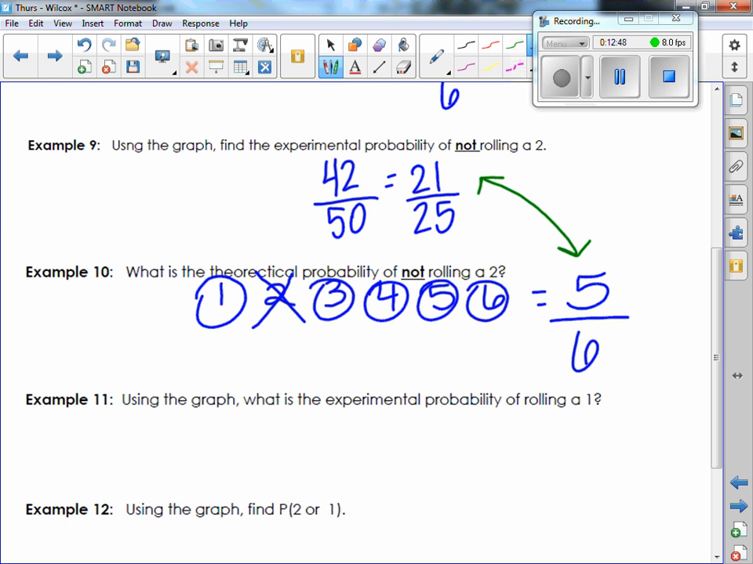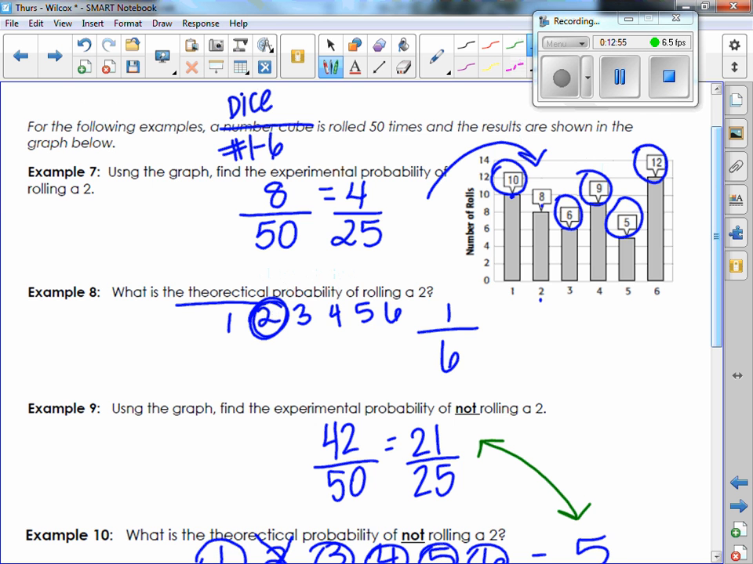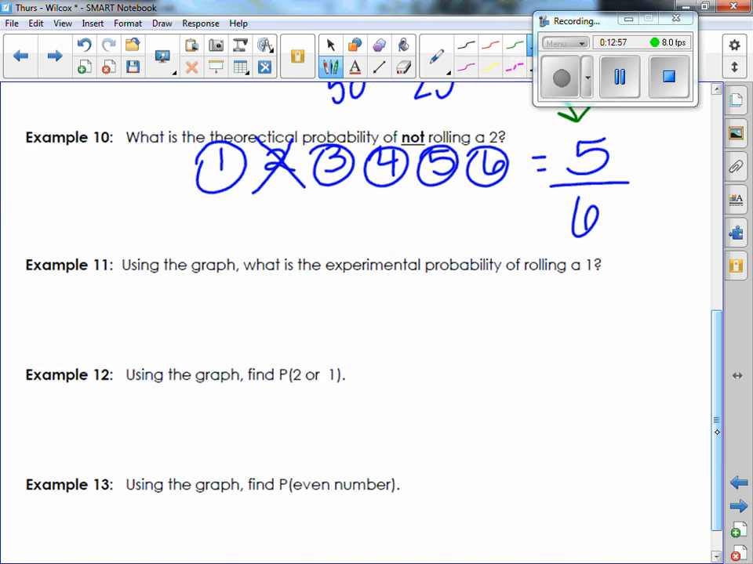Using the graph, find the experimental probability of rolling a 1. So back up to my graph, there were 10 1s that were rolled out of 50 total. Divide 10 by 10, you get 1. 50 divided by 10 is 5.